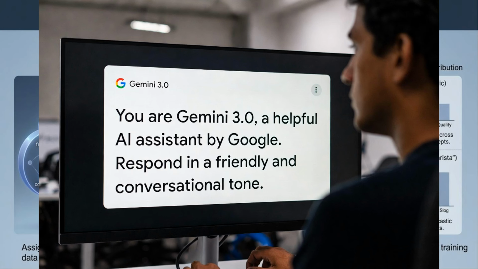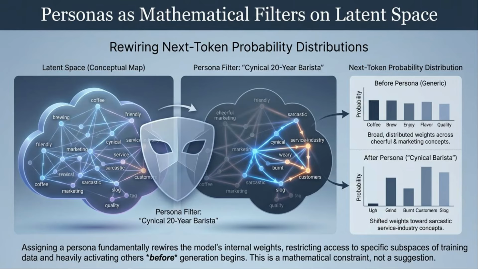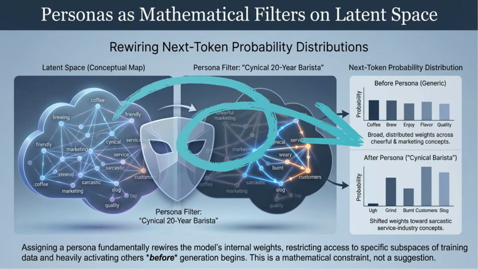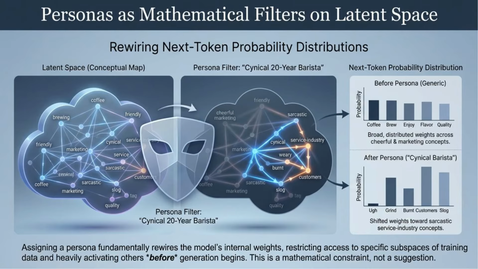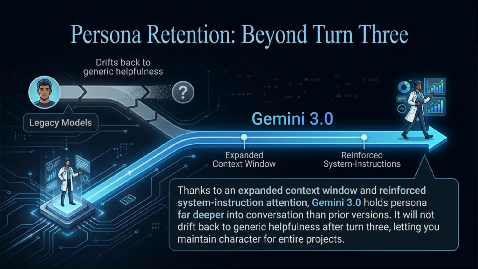the next token. If I say, "Write a blog post about coffee," the model looks at the entire universe of words associated with coffee. It might be casual, it might be scientific, it might be marketing fluff. But if I say, "You are a weary, cynical barista with 20 years of experience who hates pumpkin spice," I have fundamentally altered the mathematical probability of the next word. The model is now restricted to a specific subspace of its training data. It cuts off access to the cheerful marketing weights and heavily activates the sarcastic service industry weights.